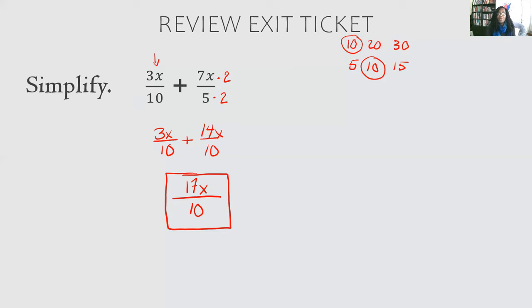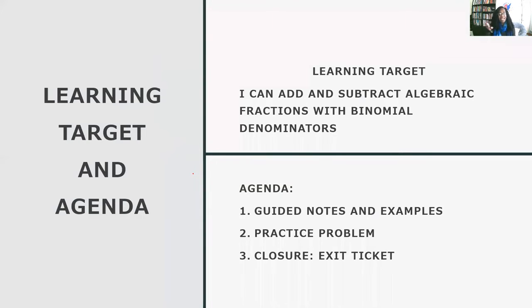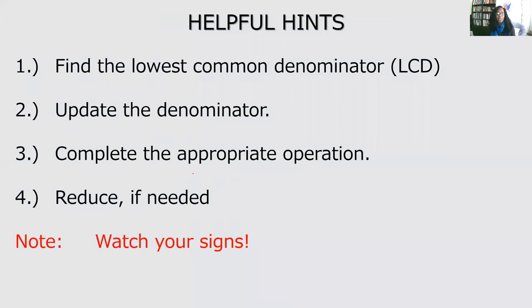What we're going to do today is switch up the learning target and agenda a little bit. You can say to yourself, by the end of this lesson, I can add and subtract algebraic fractions with binomial denominators. We are going to look at some guided notes and some examples, do a little practice problem, and then finish up with our traditional exit ticket. So, a couple of helpful hints.